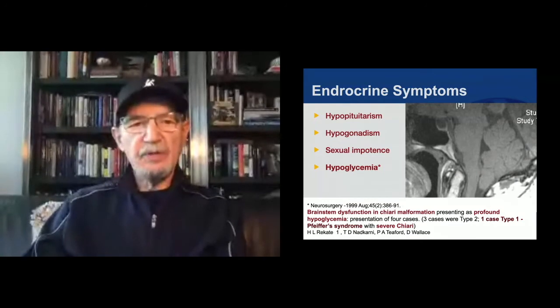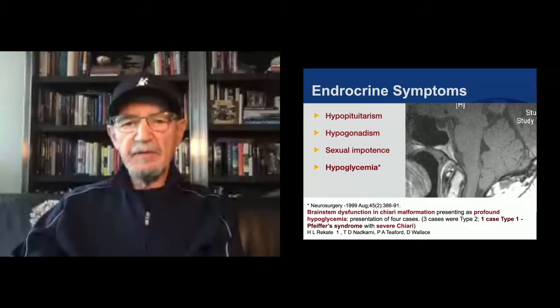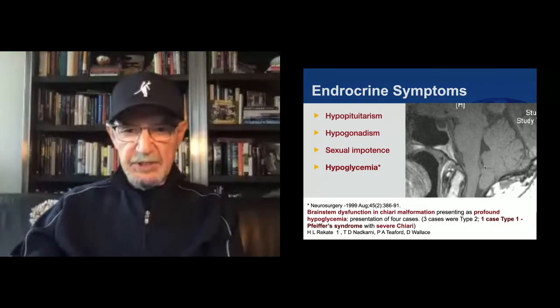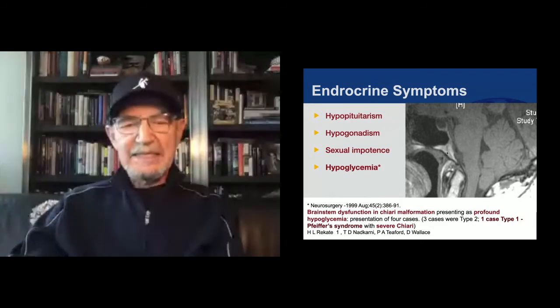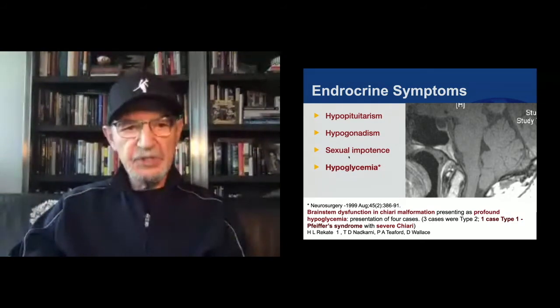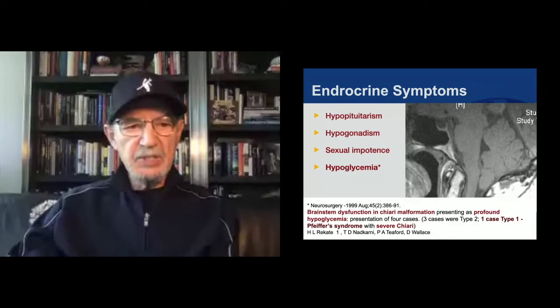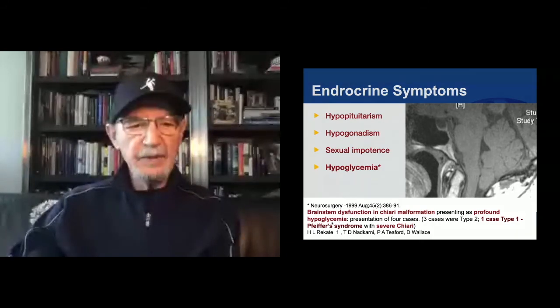And then unusual also from Chiari malformation are hormonal dysfunctions, endocrine dysfunctions. Here's a Chiari malformation. And all of us that see folks need to take a look at the pituitary. This is what's called an empty sella. The pituitary is compressed. And that itself could be a cause of this. But it seems like even in some folks with normal pituitaries, they can present with these findings. Again, these are uncommon. And here's a very rare syndrome that I know of. There's only one case that's been reported. Dr. Rekate, a Chiari surgeon, reported it back in '99. There was brainstem dysfunction in Chiari malformation that presented in profound hypoglycemia.